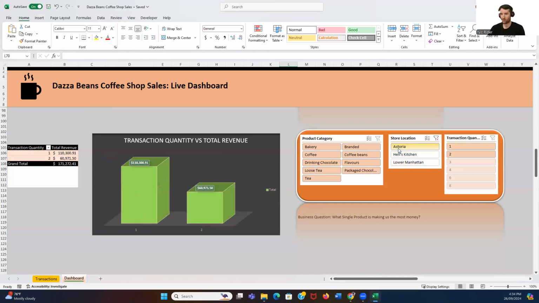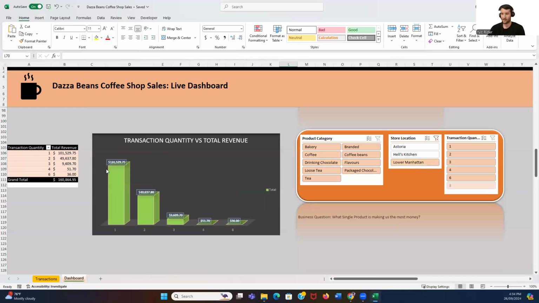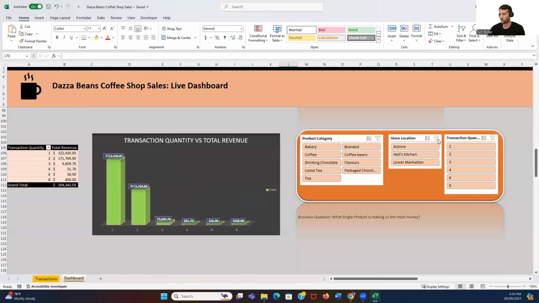If I want to look at that by location, I can see that 110K is made through one transaction at the Astoria restaurant, and 60K is made from two transactions. So one transaction is very superior. Looking again here, 110, 61K, and Lower Manhattan, again, very dominant for one transaction.